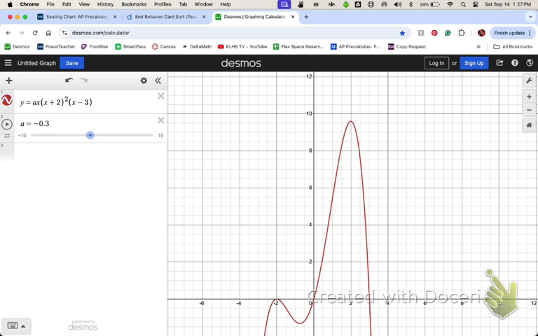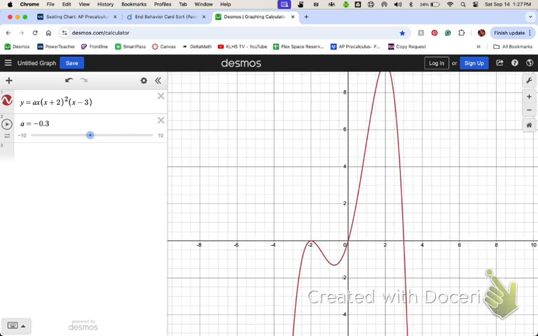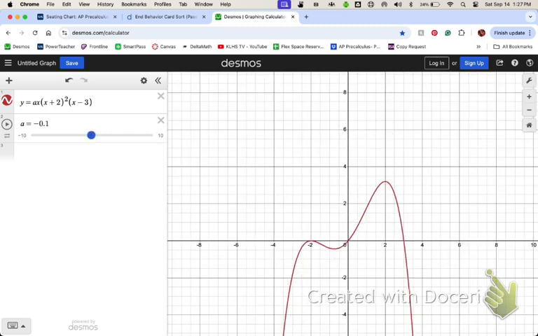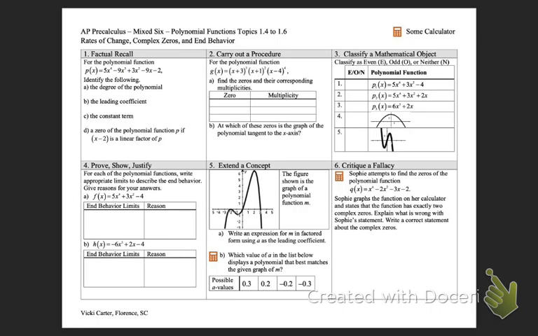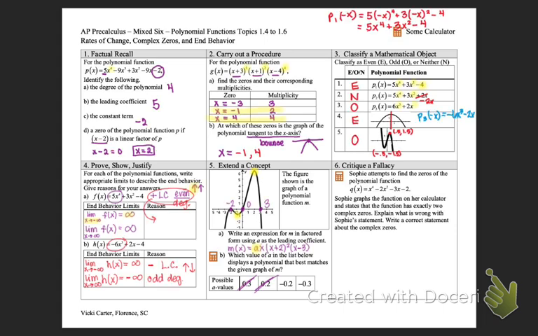But anyways, the maximum is close to positive 10. That seems too high. So let's change it to negative 0.2. And we can see that's kind of close to 6 for that relative maximum and kind of close to negative 1 for our relative minimum. So I would definitely say that negative 0.2 is the one that we want to have. So negative 0.2 is probably the A value that works with that the best.